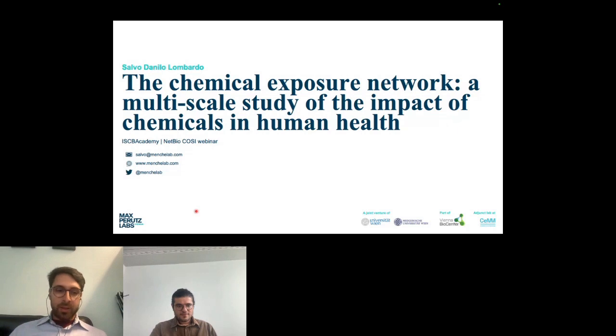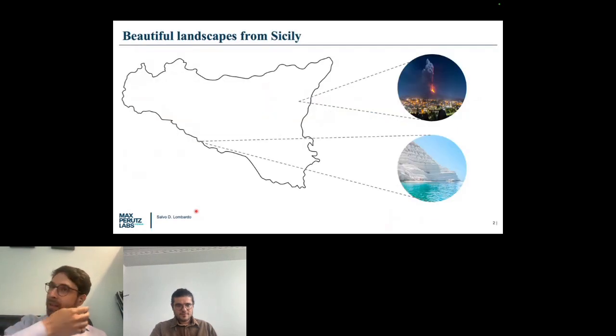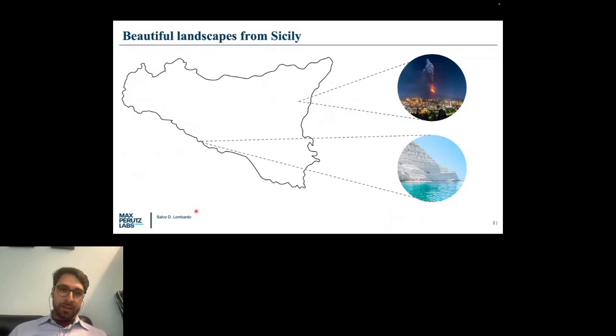As Alexandros mentioned, I come from Italy, from an island in the south called Sicily, which is probably famous for Mount Etna, the highest active volcano in Europe. There are also some nice sites, like this one in Agrigento, which next year will be the capital of culture of Italy. So if you ever come visiting, it's a good chance to look at the island a little bit.